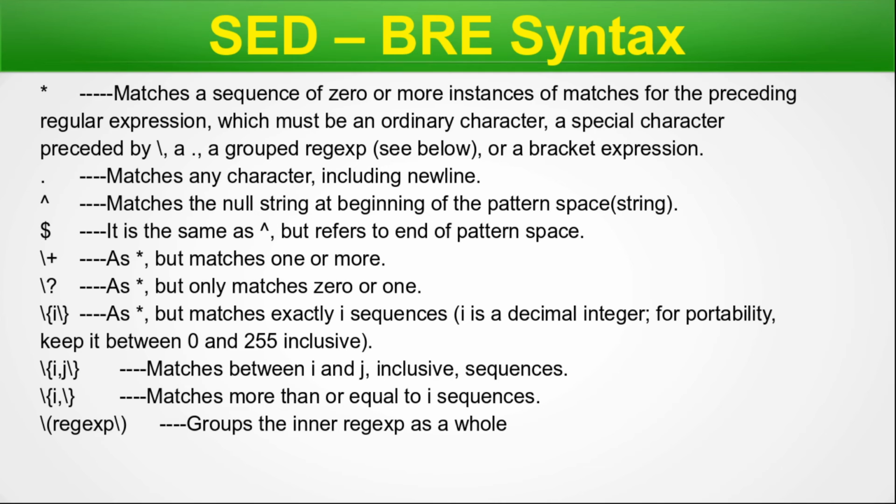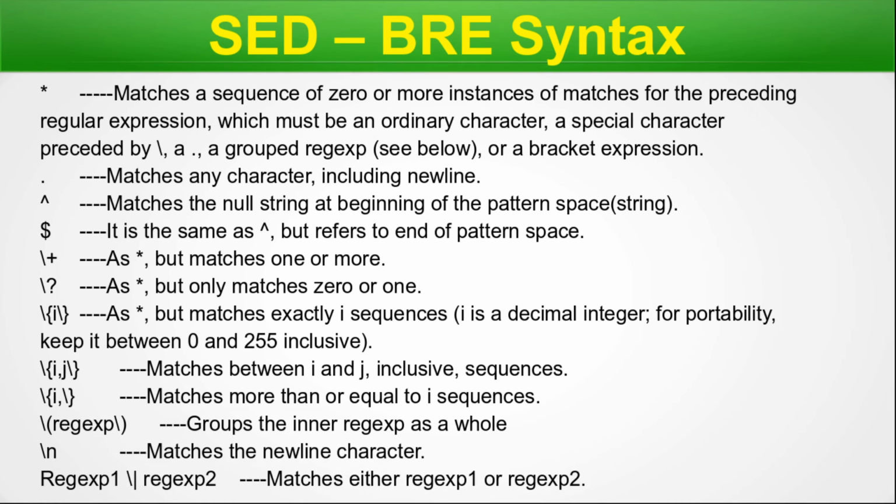So here we are matching the group. Each of the parentheses is preceded by a backslash, and inside that we match a group of text. Okay, we can match multiple such groups in a particular string, and each will correspond to one particular RE match. Okay, so backslash n matches a new line character. Then regular expression 1, pipe, and pipe has to be preceded by backslash, matches either regular expression 1 or regular expression 2.